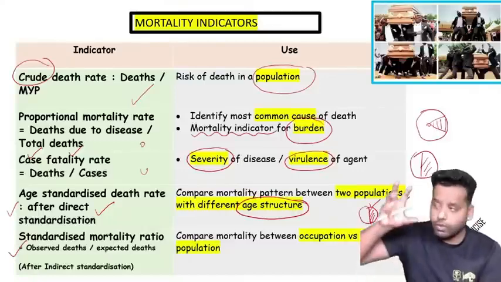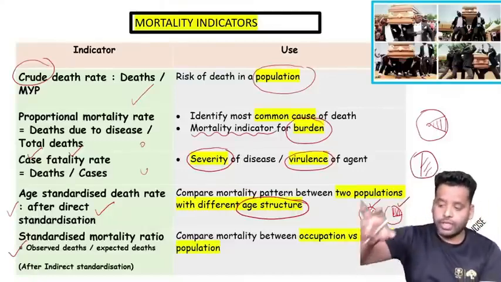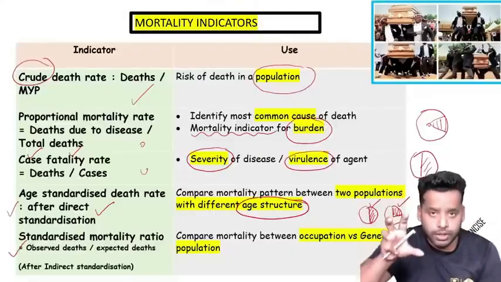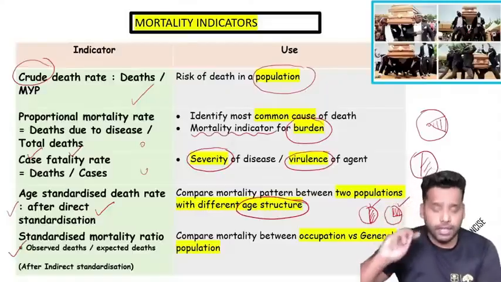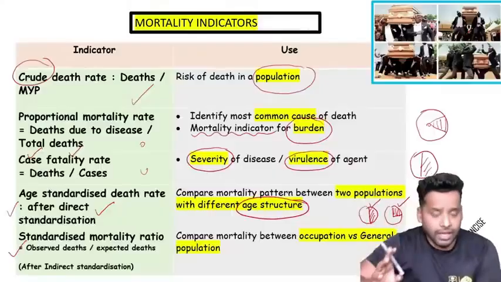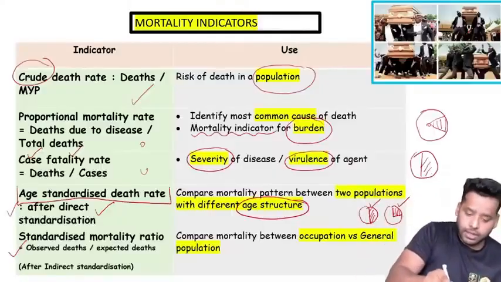Yes, because you are taking one standard population. We are applying the age specific death rates of two study populations on one standard population. This is direct standardization. When you do direct standardization, we get standardized death rates.